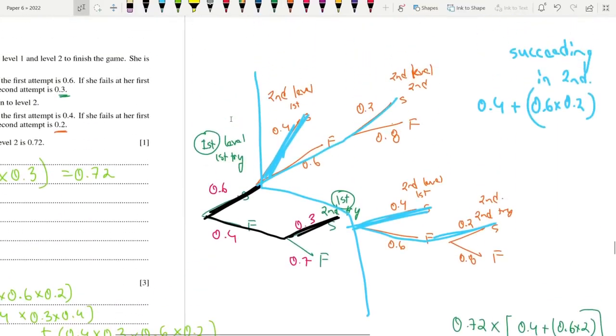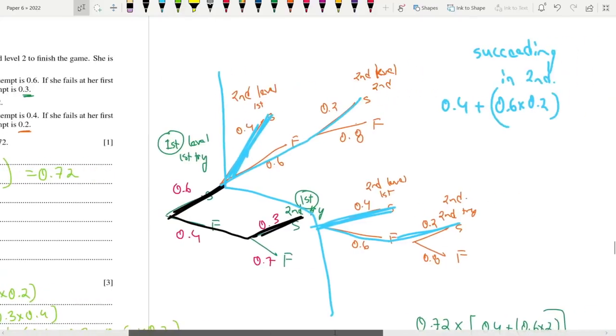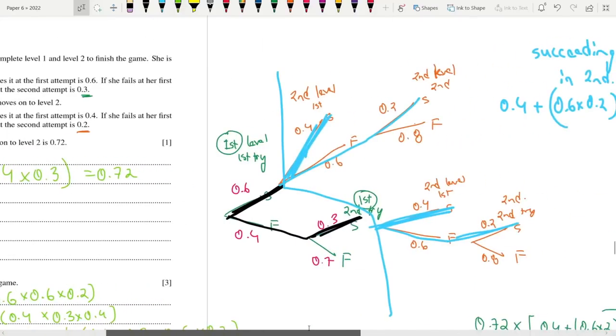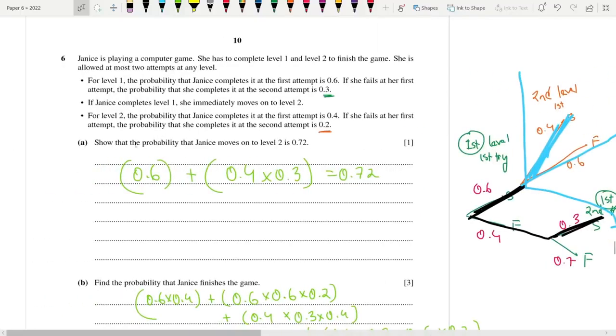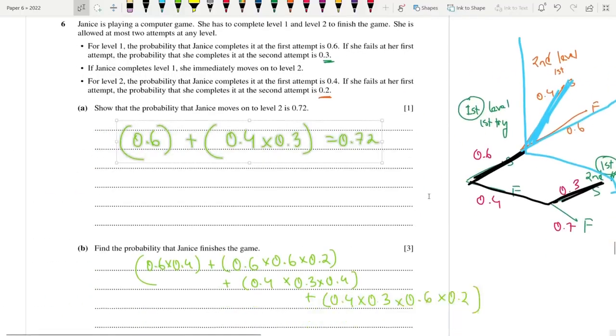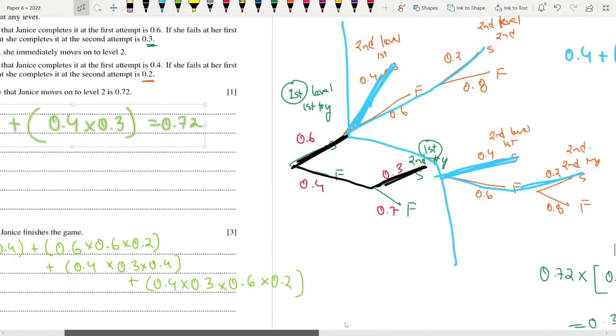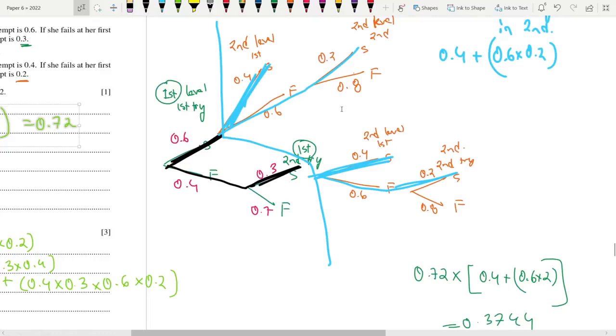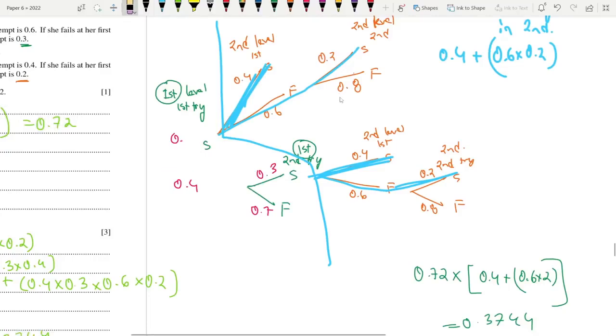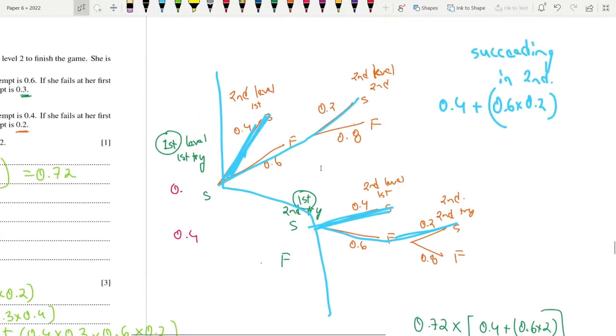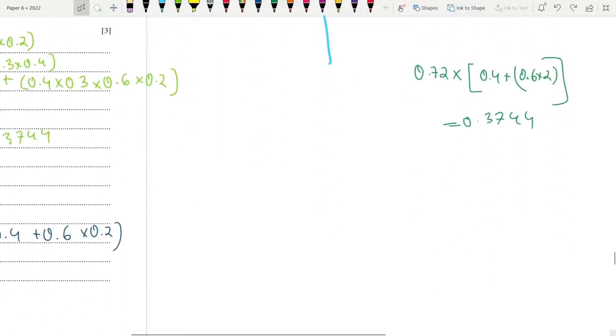So yeah, it's a bit difficult to comprehend, but if you can do it manually, it's fine. But if you want to understand this, that's also okay. This is also an easier route. We already got this in part one, succeeding in the first one. So succeeding in the second round is basically this blue part. I'm completely ignoring the black part over here. What was the probability of succeeding? 0.4 plus 0.6 times 0.2. So if you multiply them, you get the answer.